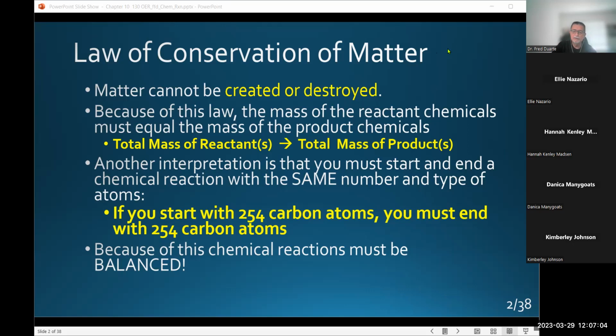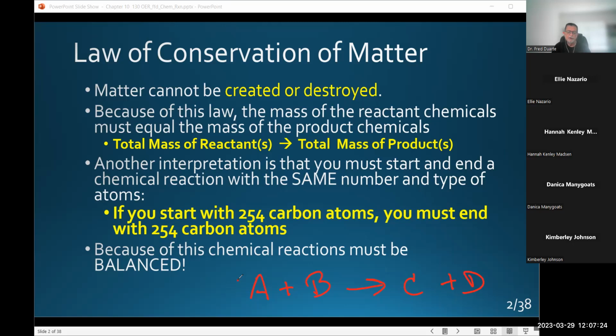Now, once we know that information, we have what's called a balanced chemical reaction. And the way we balance them is we're going to put coefficients in front of the reaction. So let's go back to the general reaction. We got A plus B reacting to give us, maybe this time, 2 different products, whatever A, B, C, and D is.